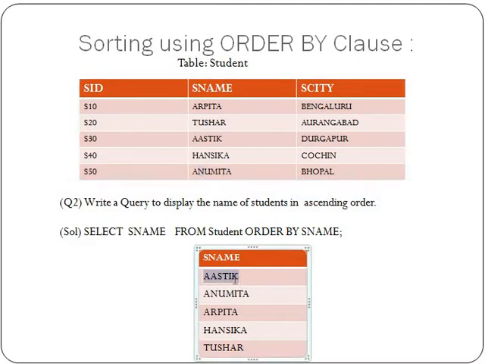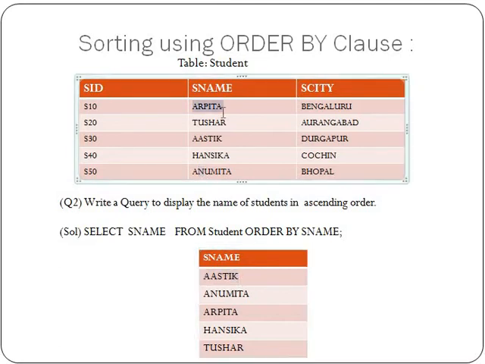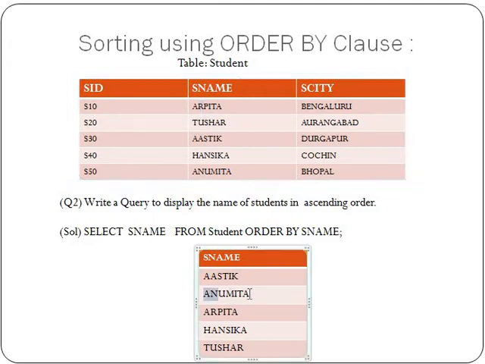Now once Astik gets displayed in the output table, we are left with Arpita and Anumita. Now the second letter of Anumita is N, which comes before the second letter in Arpita, which is R, and that's the reason Anumita gets displayed in the output table as the second entry. So just after Astik and Anumita, we will have Arpita as the third entry in the output table.